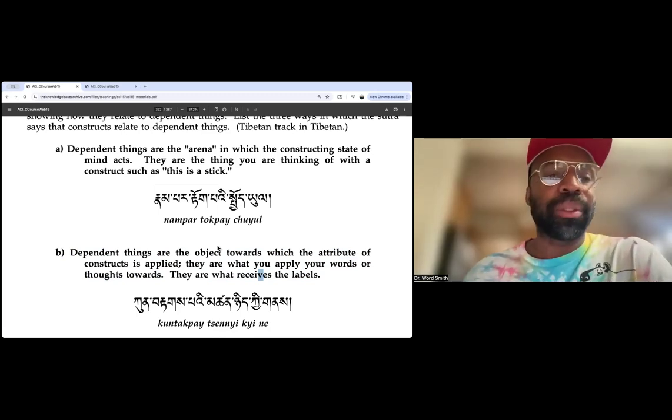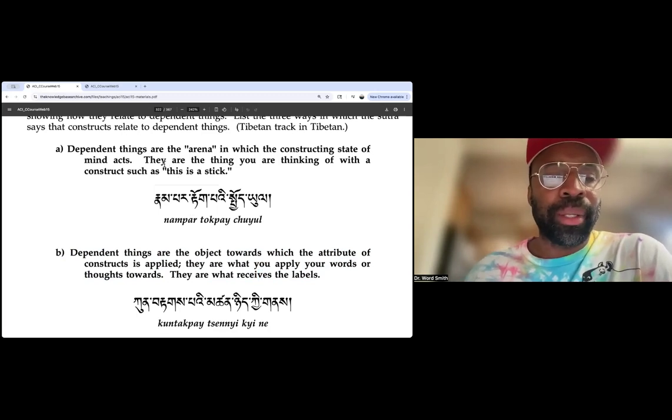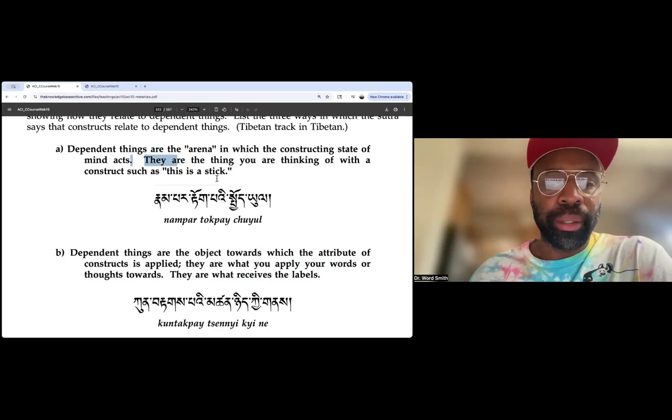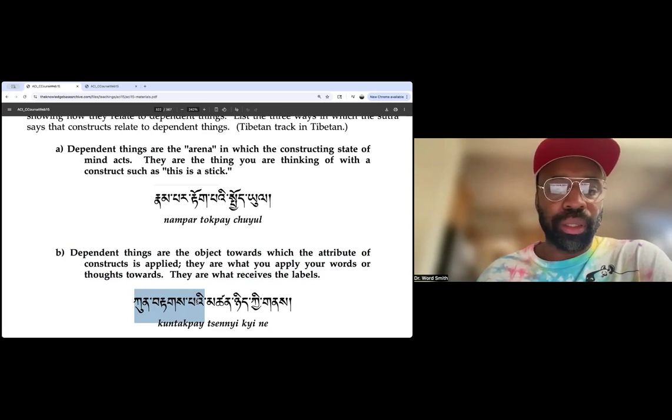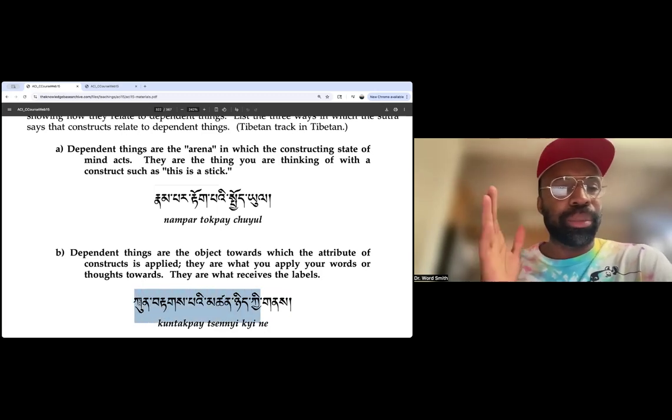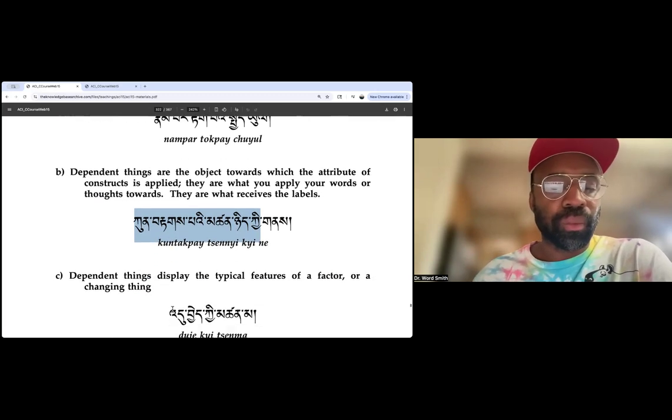Yeah, so this is what I was saying, and I thought was number one, but this is more general somehow, and this is more specific. So kuntakpe, the constructs, tsenikine, the place or object, of the characteristic of the kuntak is placed on it.